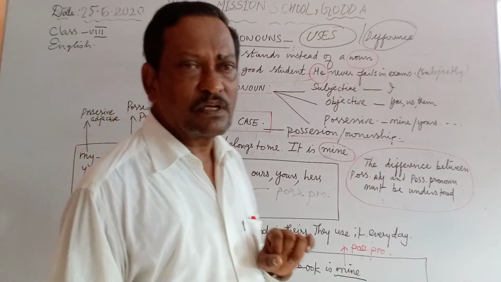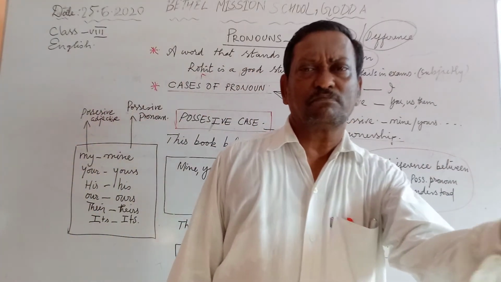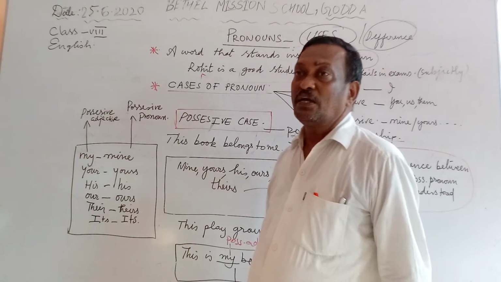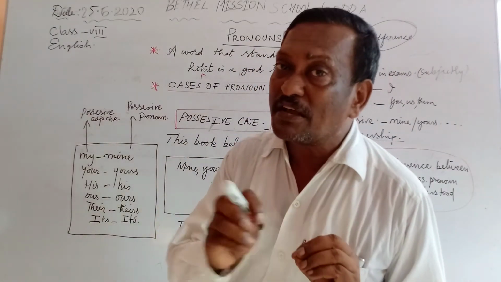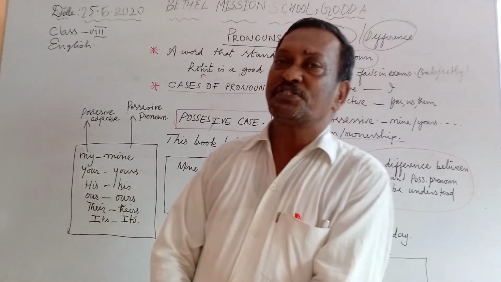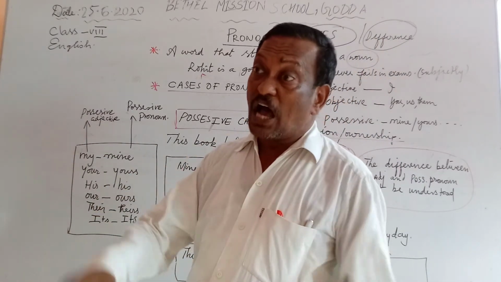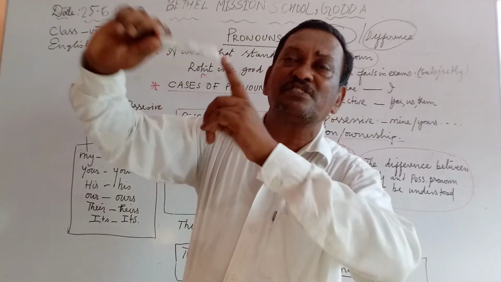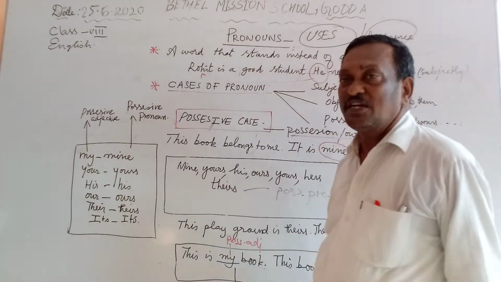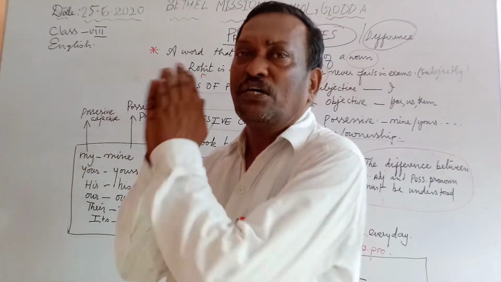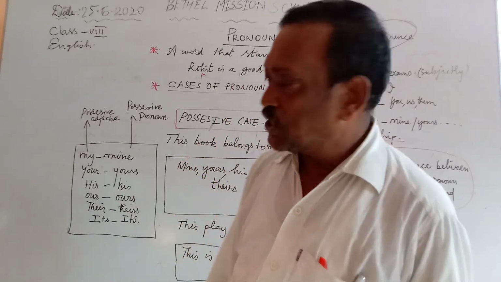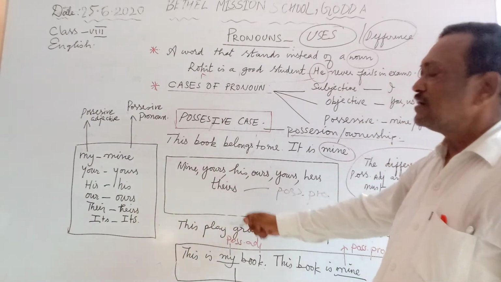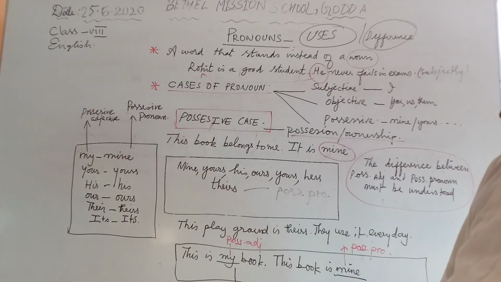Yours. This is your book. This book is yours. So, what does the word yours refer to? It refers to something that belongs to you. So, therefore, yours is a possessive pronoun. This house is theirs. It belongs to them. The house is theirs. So theirs again is a possessive pronoun because it shows the ownership of the house. So any pronoun which shows possession is said to be in the possessive case.